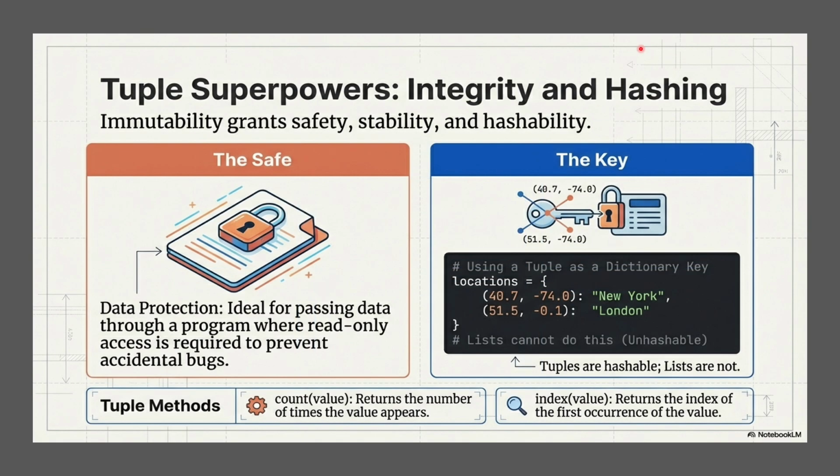So if lists have all the cool tools, why use tuples? Tuples have a superpower called integrity. See those coordinates? 40.7, -74.0. You don't want those drifting by accident. A tuple locks them down. And here is the ultimate trust signal. Because tuples never change, they are hashable. That means you can use them as keys in a dictionary. If Python allows something to be a dictionary key, it means Python trusts it to never change. You cannot do that with a list.